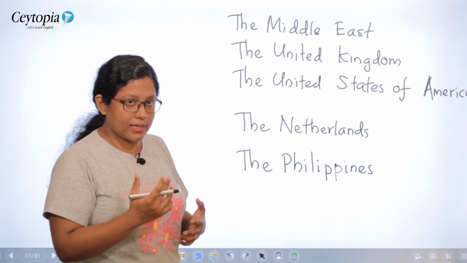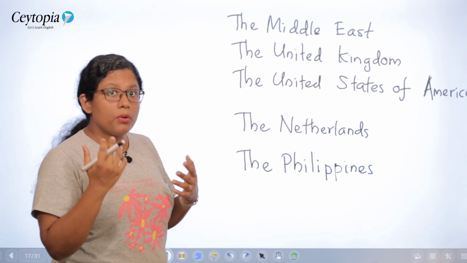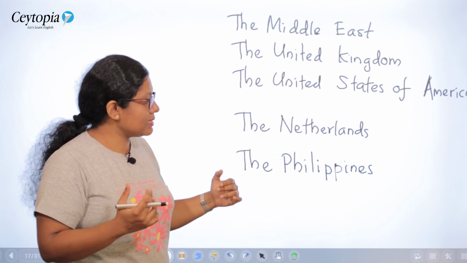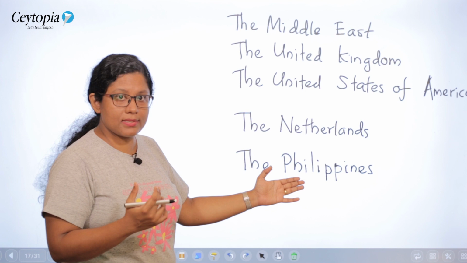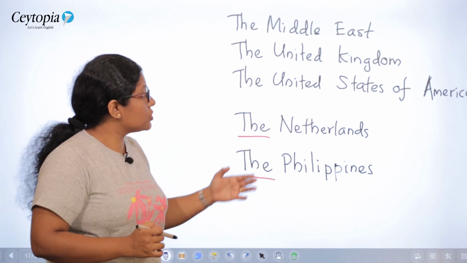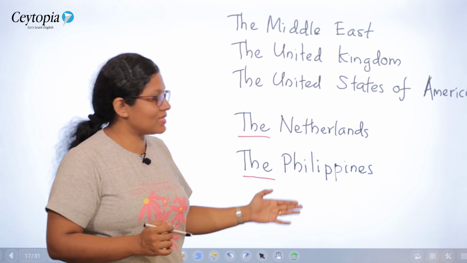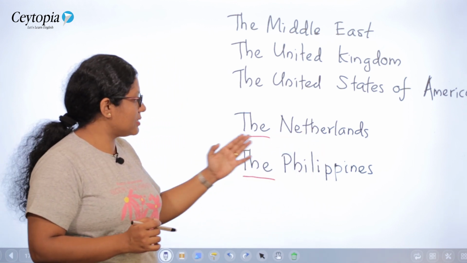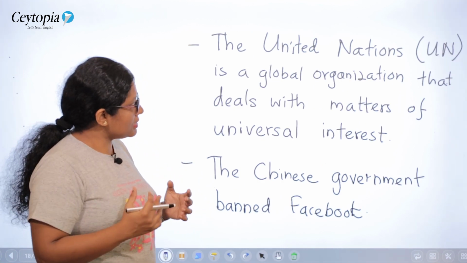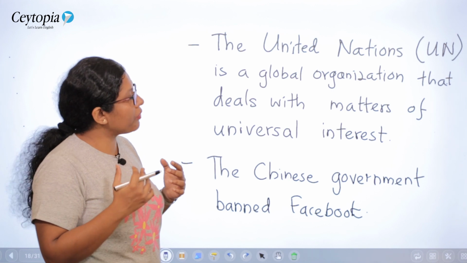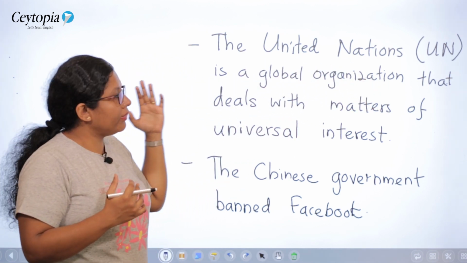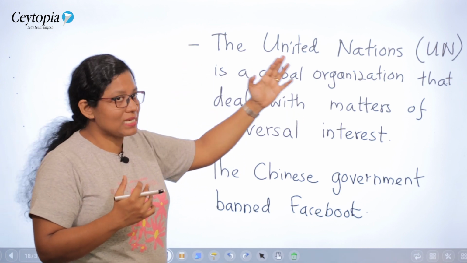There are other cases where you use plural nouns as names for countries. Names like Netherlands, Philippines. In these cases also you use "the" before the nouns. So, these are called plural countries. Their name is plural. The Netherlands, the Philippines. Talking about organizations, there are certain names which are written in acronyms, UN, and also lengthy names, the United Nations.